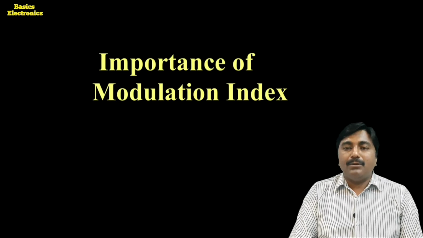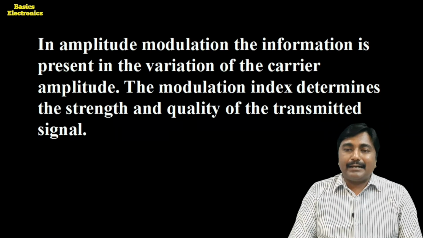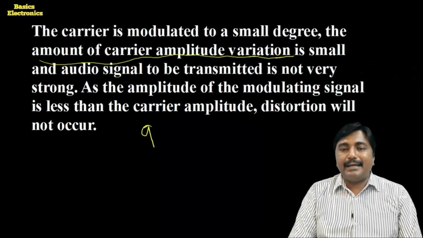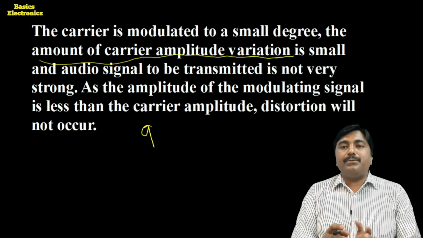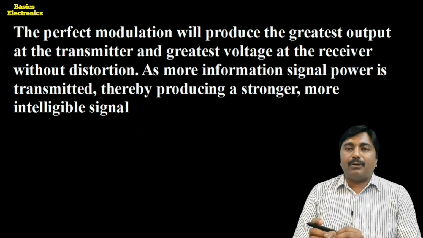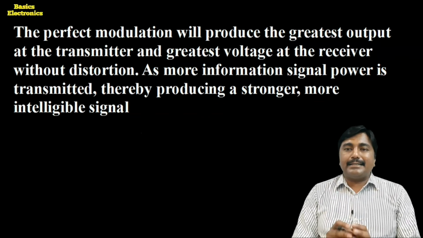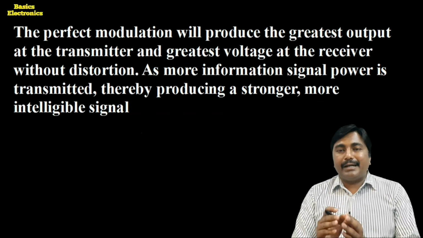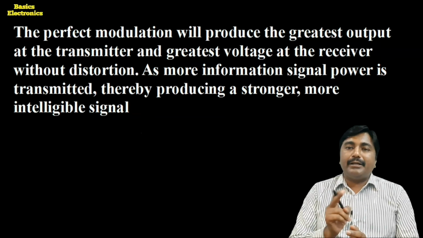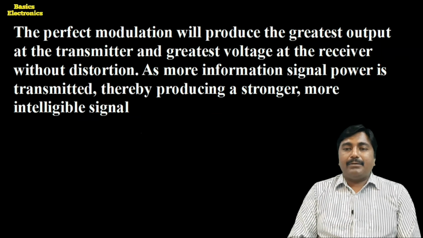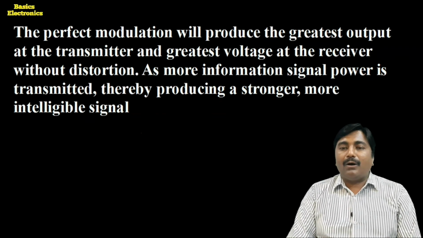Three conditions you have to write down here. The first condition is under modulation, the second is perfect modulation, and the third is over modulation. You have to give the definition of each of them, draw the effective waveform, and write down the effect of the modulation on the output.